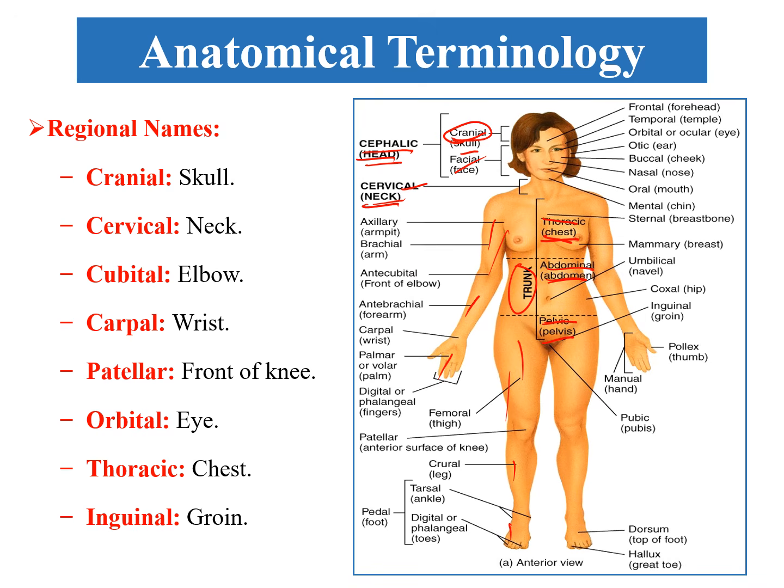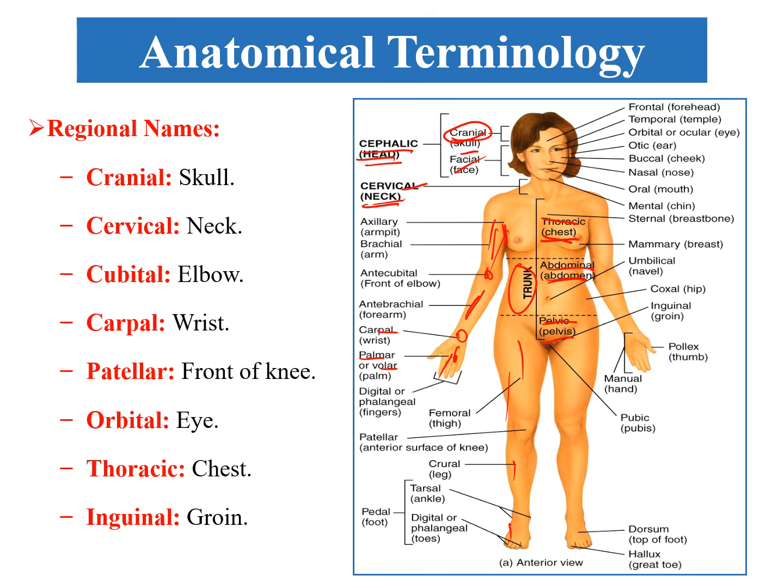Coming to the upper limb, which has different parts, for example, the armpit is known as the axilla. The arm is known as the brachial. The front of the elbow is known as the antecubital. The forearm is known as the antebrachial. The wrist is known as the carpal. The palm is known as the palmar or the volar region. And then the fingers are known as the digital or the phalangeal region.